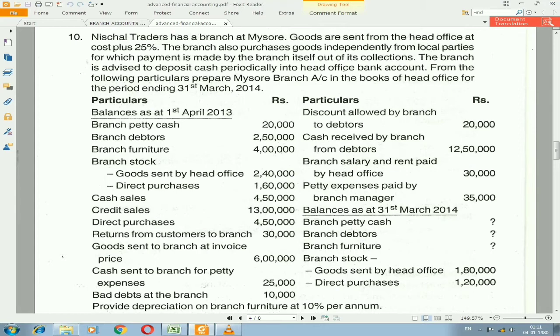The branch also purchases goods independently from local parties, for which payment is made by the branch itself out of its collection. The branch is purchasing some goods directly from the local parties. For that, the branch is only paying the money, and that expense is deducted from the total income generated by the branch itself. The branch is advised to deposit cash periodically into the head office bank account.